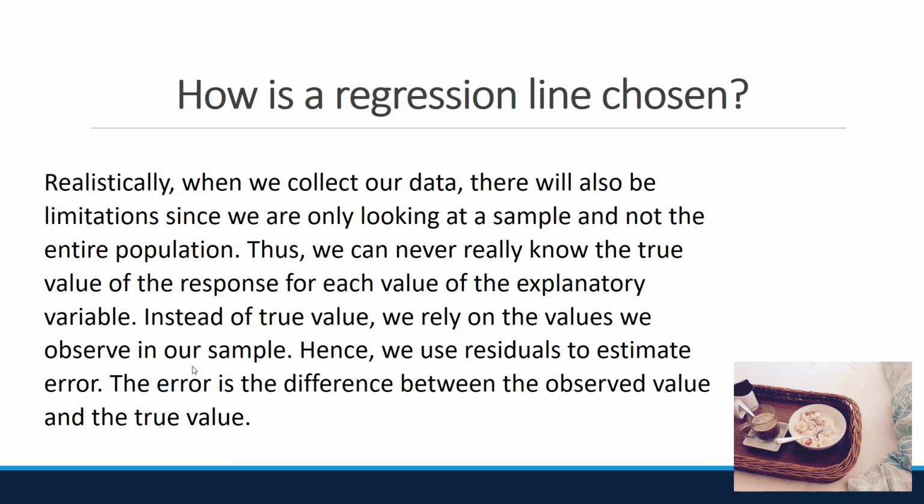Realistically, when we collect our data, there will also be limitations since we are only looking at a sample and not the entire population. Thus, we can never really know the true value of the response for each value of the explanatory variable. Instead of a true value, we rely on the values we observe in our sample. Hence, we use residuals to estimate error. The error is the difference between the observed value and the true value.